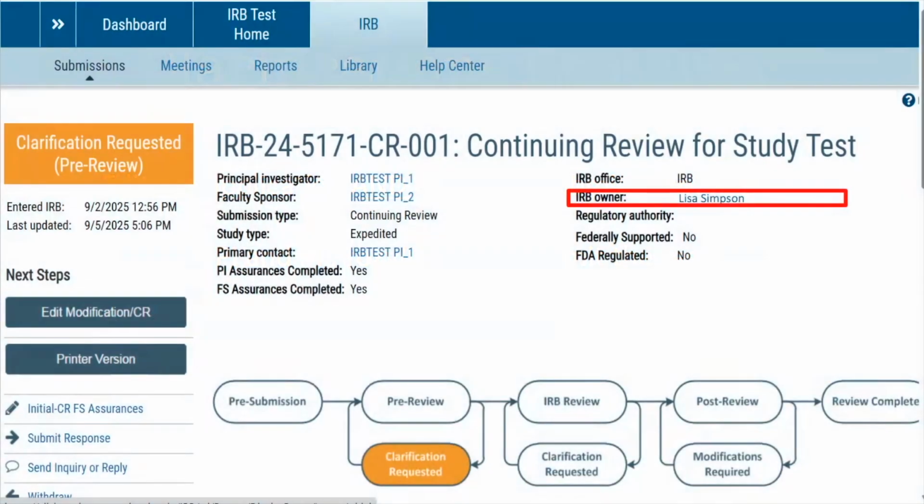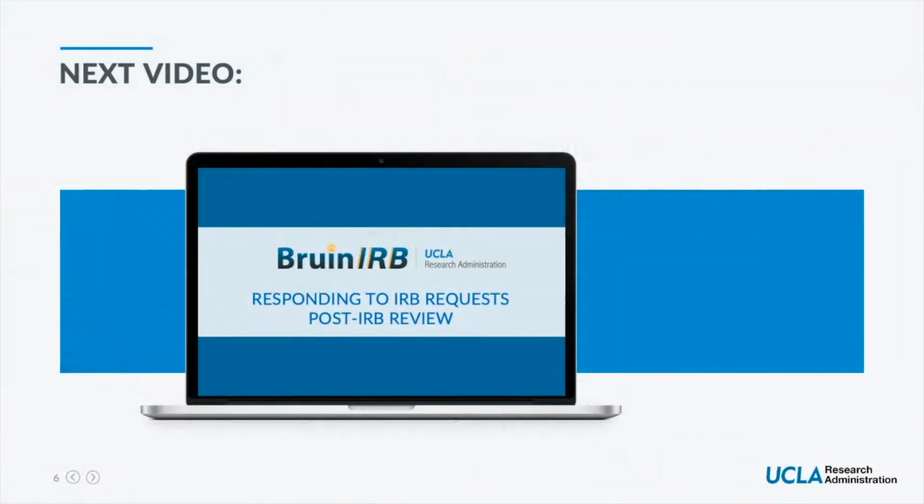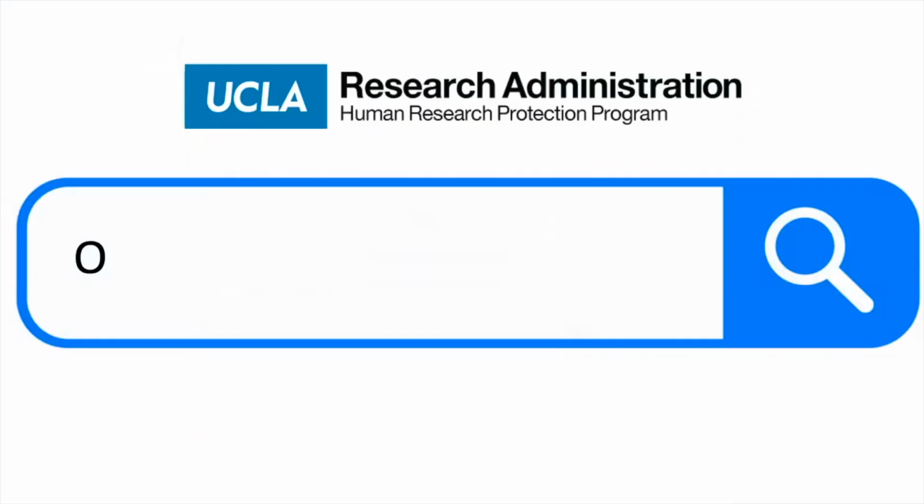The IRB owner can be located near the top right-hand corner of your study's main page. You can select their name in blue and their contact information will appear. To learn how to respond to IRB requests after the IRB has reviewed your application, please watch our video on responding to IRB requests post-IRB review.